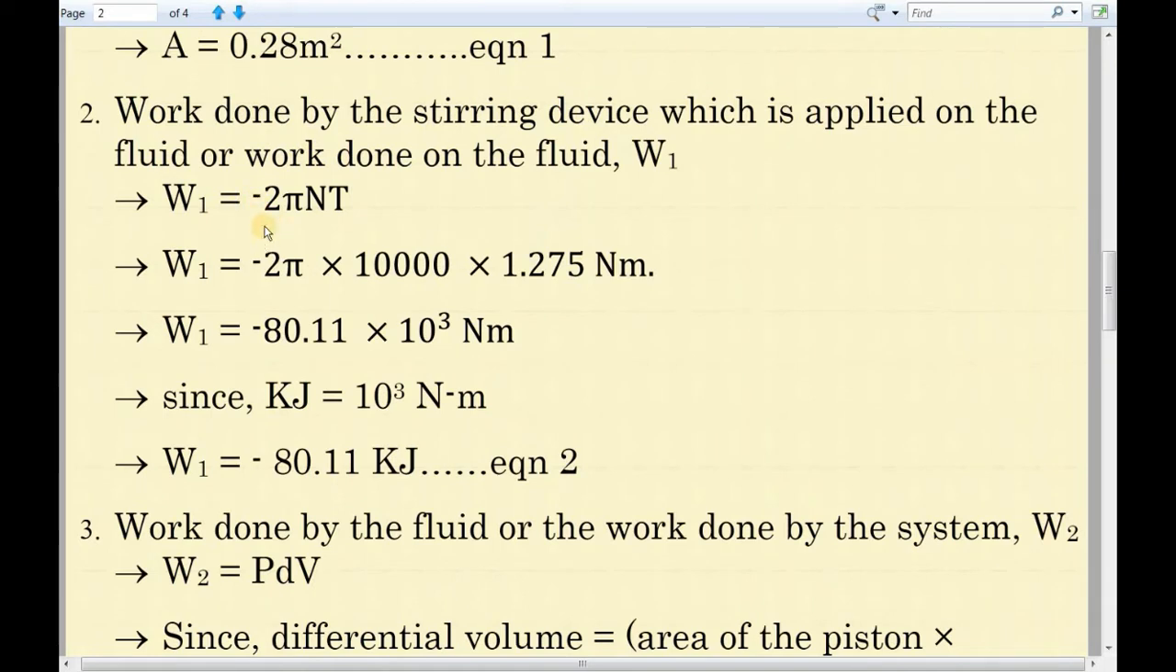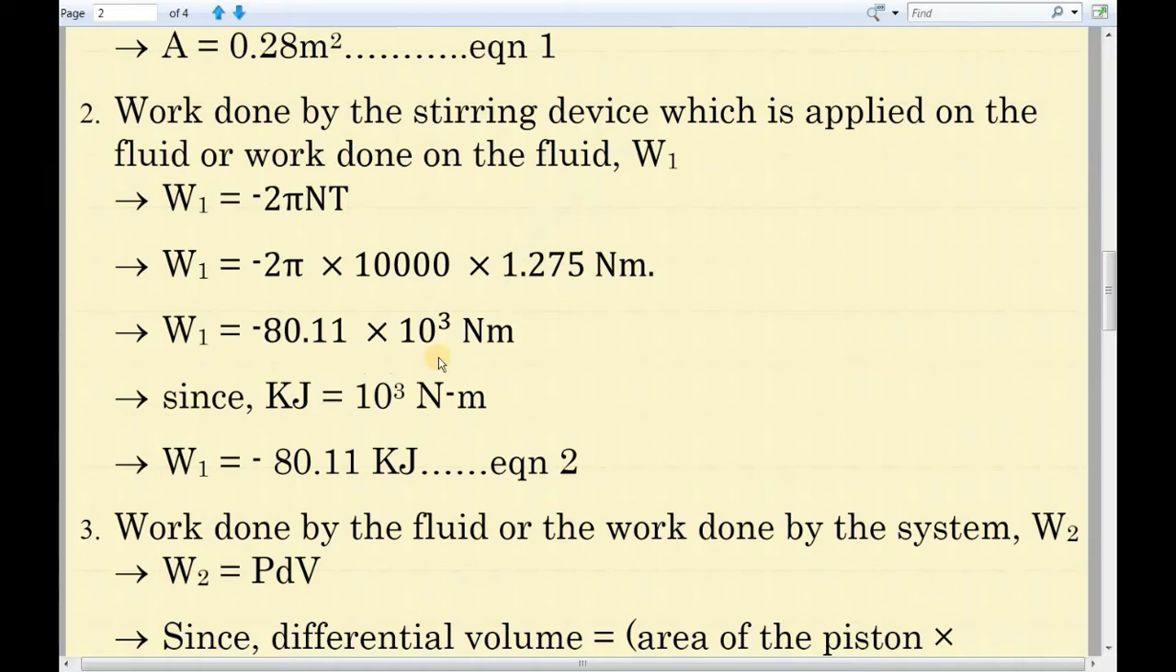In this RHS, N is speed of the steering device and the value is 10,000 revolution, and T is torque applied on the steering device and the value is 1.275 Newton meter. So the next step will be W1 is equal to minus 2 pi into 10,000 into 1.275 Newton meter. In this RHS, minus 2 pi into 10,000 into 1.275 Newton meter is minus 80.11 into 10 power 3 Newton meter. So the next step will be W1 is equal to minus 80.11 into 10 power 3 Newton meter.